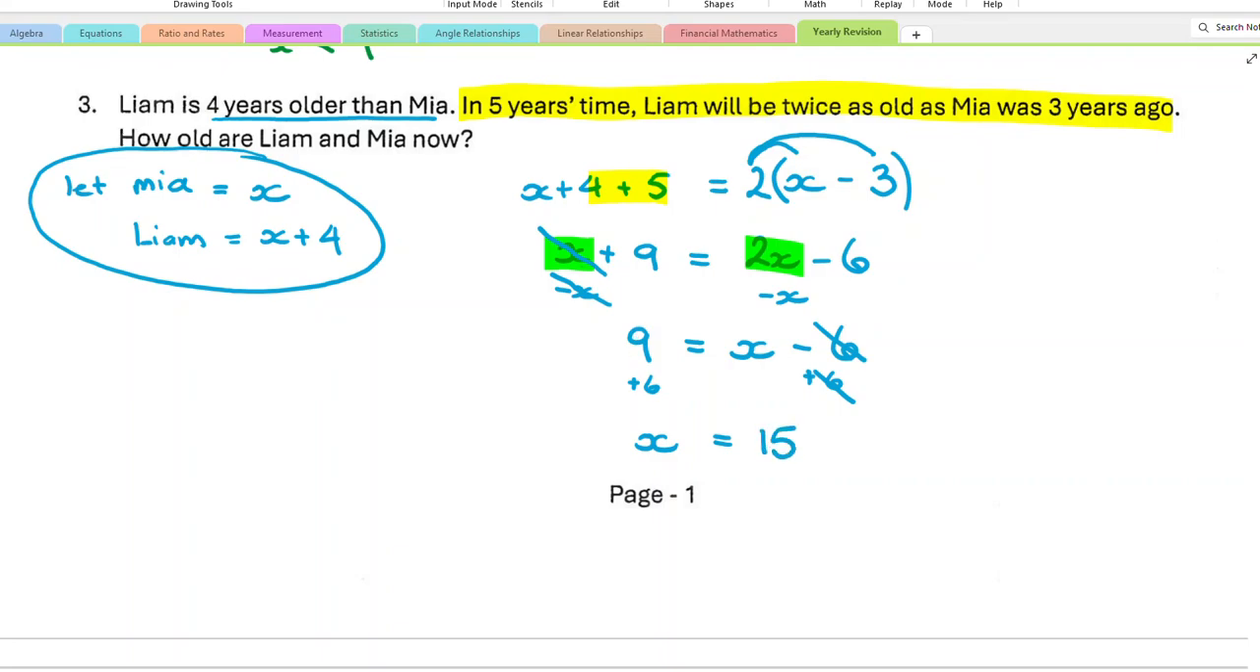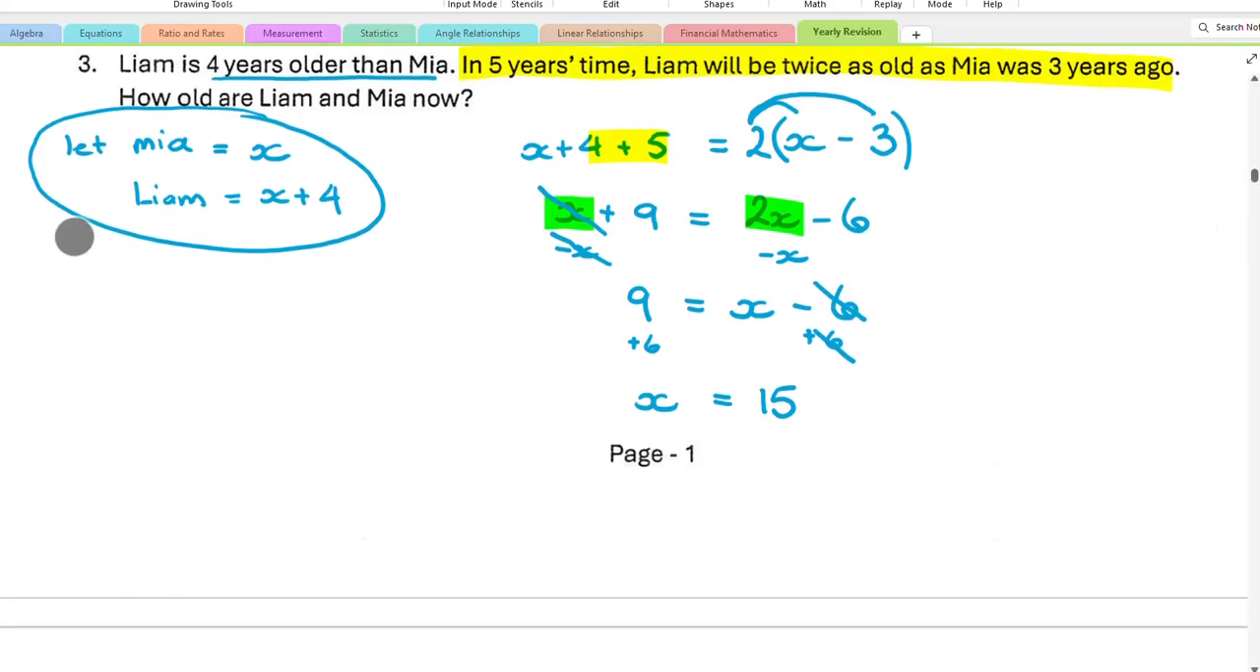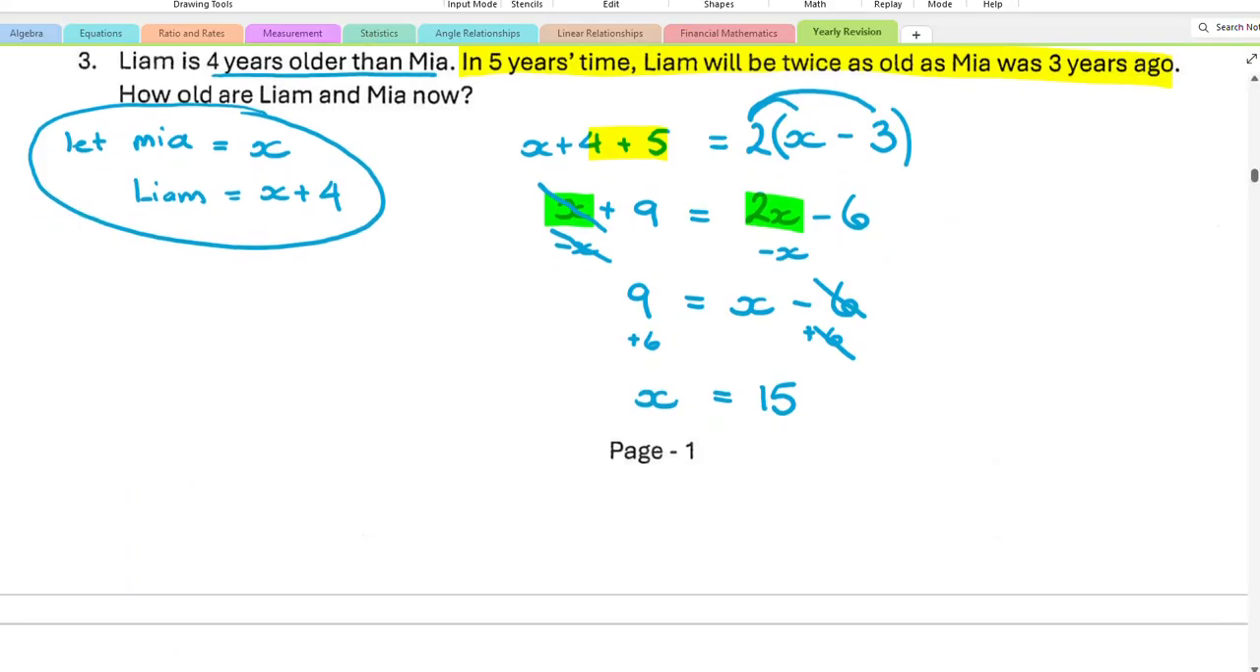Now, in a wordy question, make sure that you have answered the whole question. The question says, how old are Liam and Mia now? I need to know both of their ages. So x was Mia's age. So I know that Mia is 15 years old. I also need to know Liam's age, and he is 4 years older than her currently. So 15 plus 4 means that he is 19 years old. And now I have answered the full question.